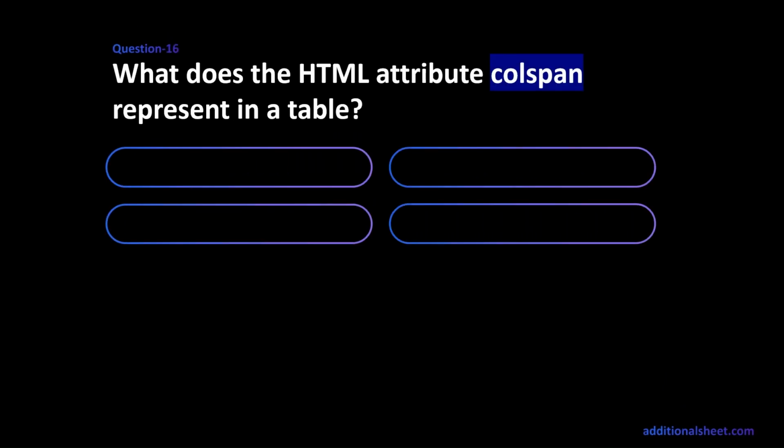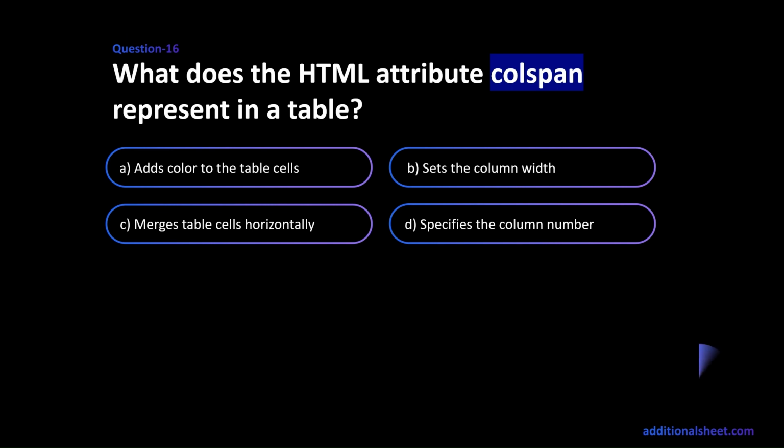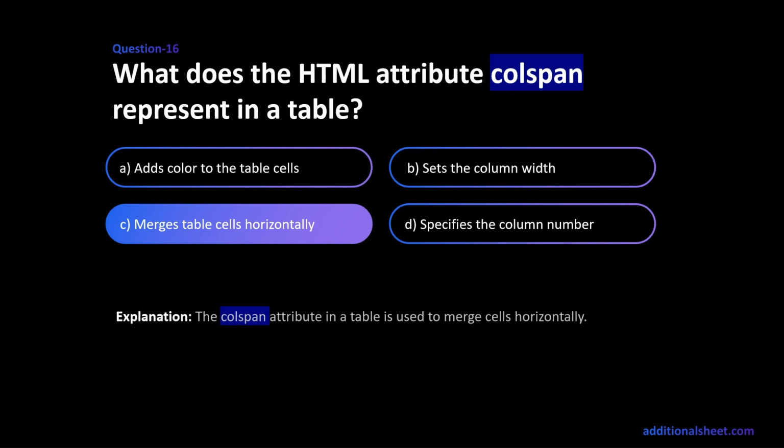Q16. What does the HTML attribute colspan represent in a table? Options are: A. Adds color to the table cells. B. Sets the column width. C. Merges table cells horizontally. D. Specifies the column number. The correct answer is option C. The colspan attribute in a table is used to merge cells horizontally.